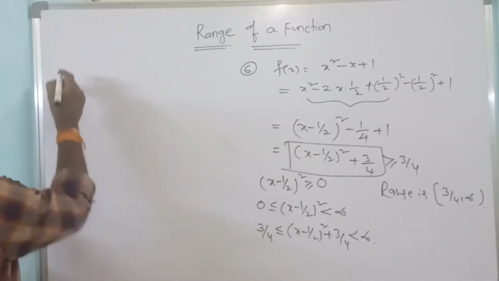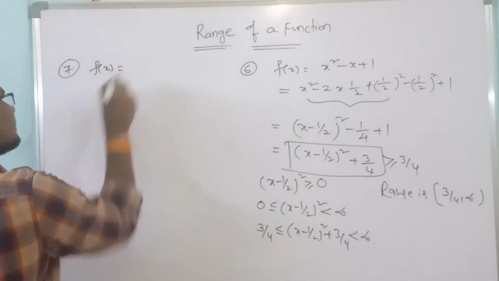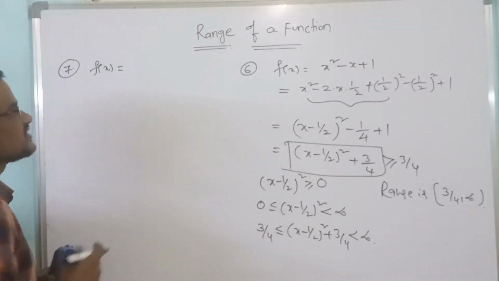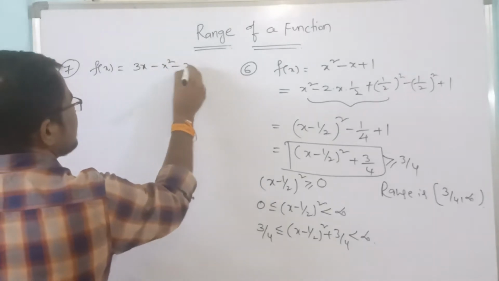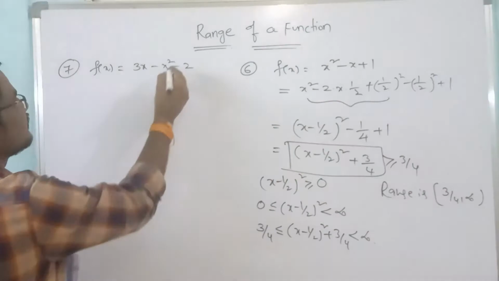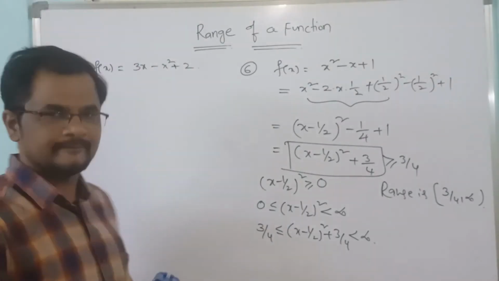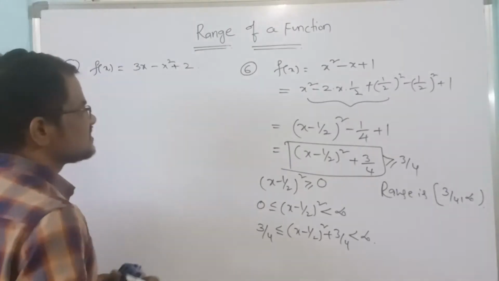So here, take one more problem. Based on the quadratic equation, f of x equals, suppose they give, 3x minus x square minus 2, they give it like this, right? Or plus 2 like this if you take. So how to find the range of this function?